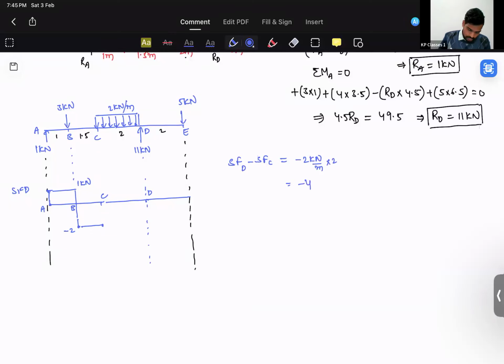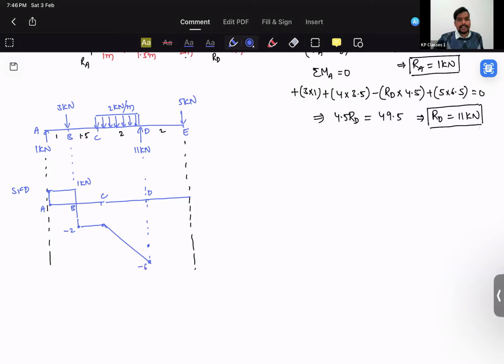which is minus 4. So shear force at point D minus shear force at point C, and we are already at minus 2, right? So this implies shear force at point D is going to be minus 4 minus 2, that will be minus 6. So you'll be reaching minus 6 at point D, and the nature of that curve is going to be negative with a constant slope, because it is a downward load, so it's going to be a negative and constant slope, down to minus 6.